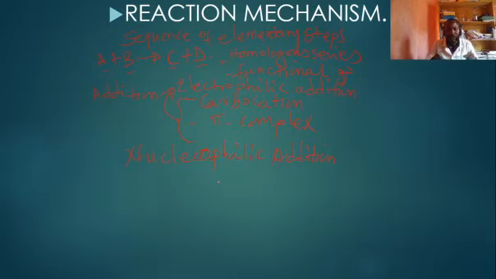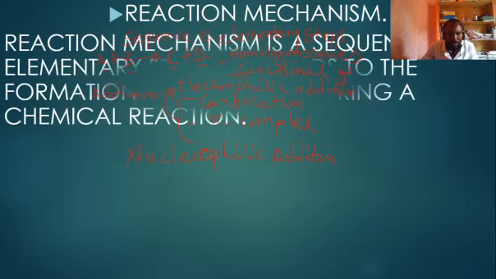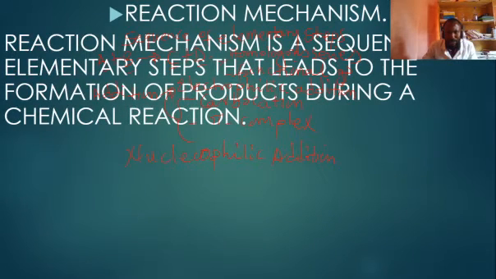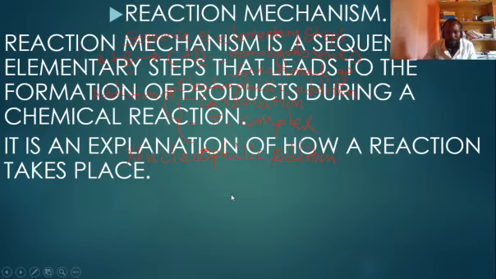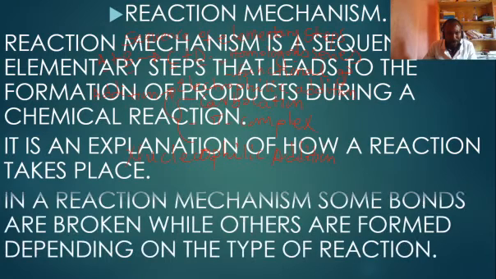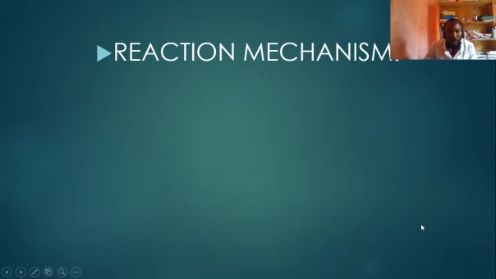Now, let us move ahead a little bit. Of course, reaction mechanism is a sequence of elementary steps that lead to the formation of product during a chemical reaction. It is an explanation of how a reaction takes place. I've explained that. In a reaction mechanism, some bonds are broken while others are formed, depending on the type of reaction. I have shown that already.